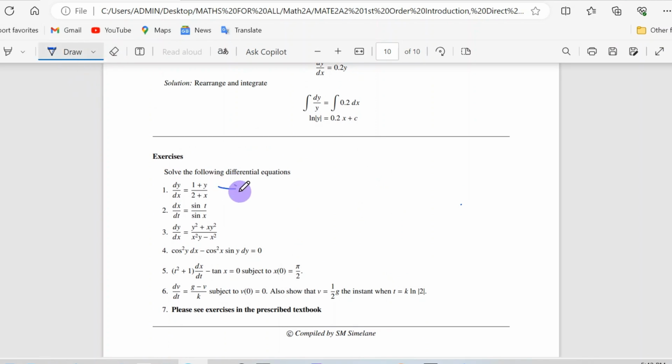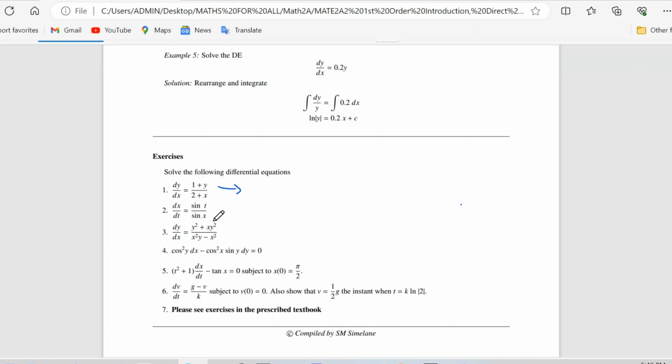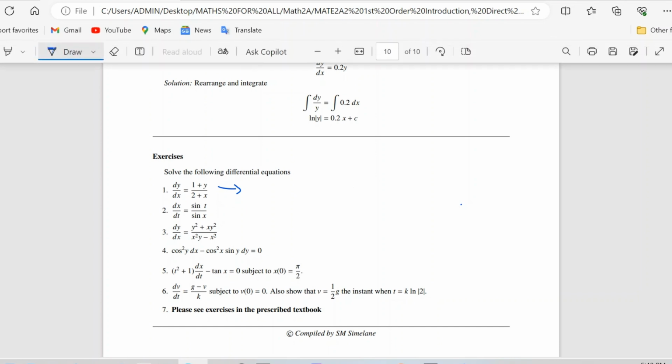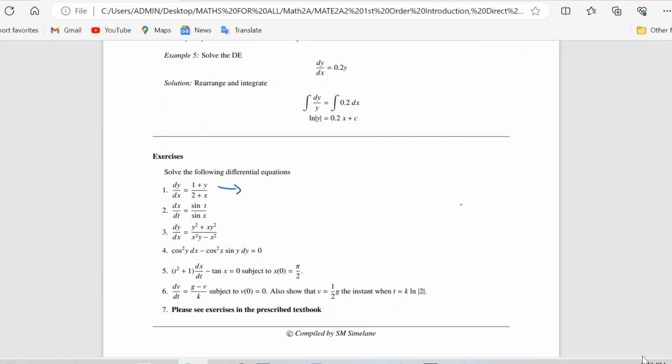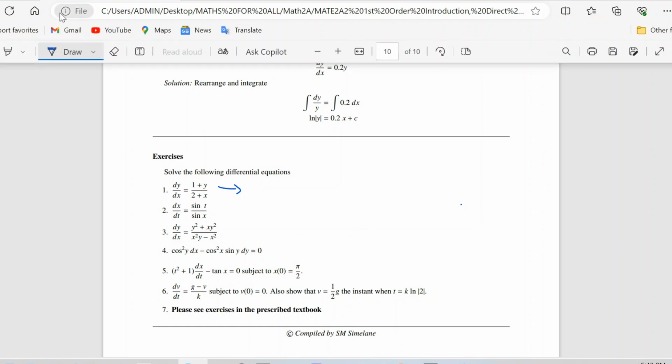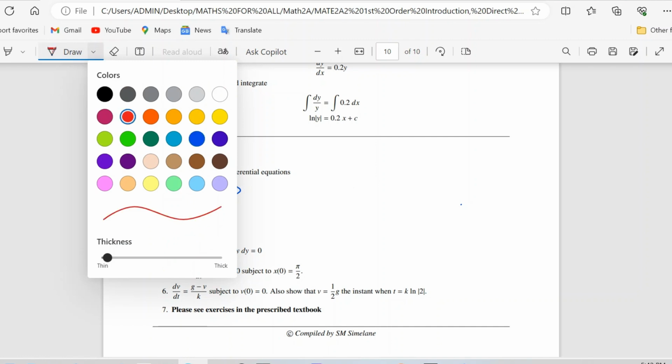Now the first question: solve the following differential equation: dy over dx is equal to (1 plus y) divided by (2 plus x). First thing first, we need to take whatever consists of y to the dy, and whatever consists of x to the dx. That is very simple to do, so we can never go wrong here.